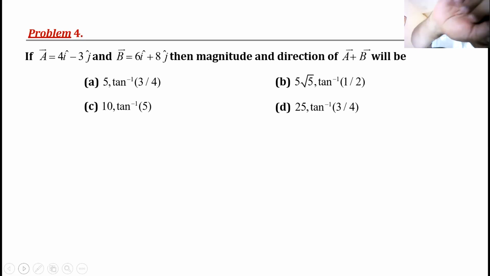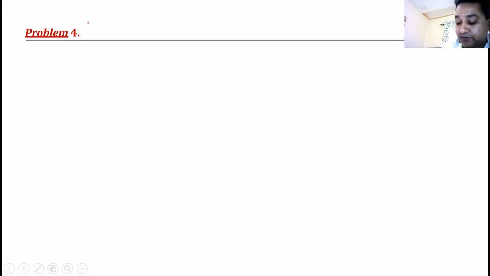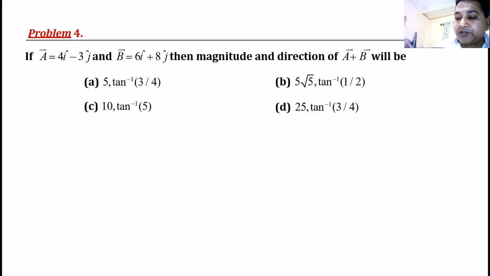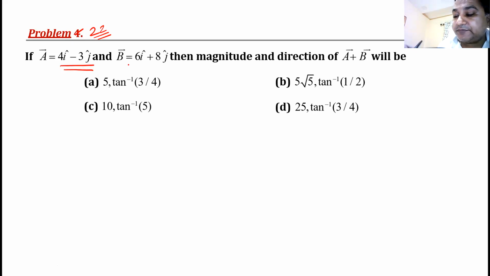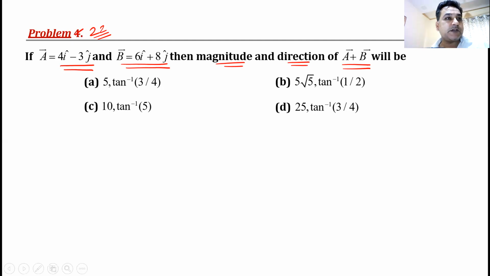Problem number 4. It is given here. It will be problem number 22 from your books, from your notes. Vector A is given as 4i minus 3j. Vector B is given as 6i plus 8j. You have to find the magnitude and direction of A plus B.